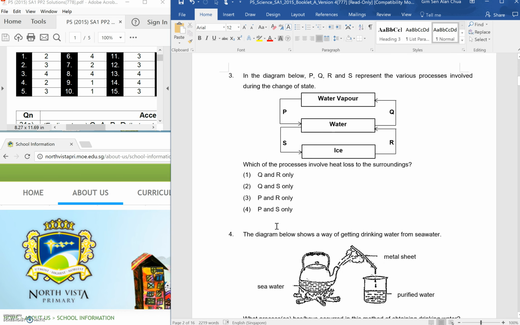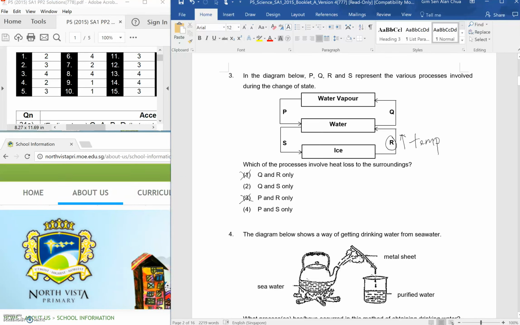Let's look at question number 3. In the diagram below, P, Q, R, S represent the various processes involved during a change of state. Which process involve heat loss to the surrounding? So let us analyze one by one. Okay, so R involves an increase in temperature. We know because ice needs to melt to water. And so anything with R, we cancel it because it's not heat loss, but rather it's heat gain. So that gives us with number 2 and number 4.